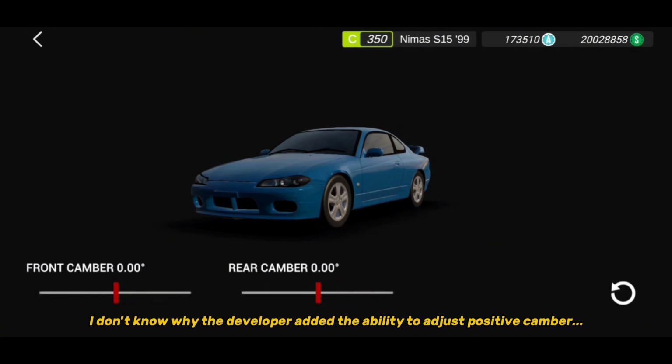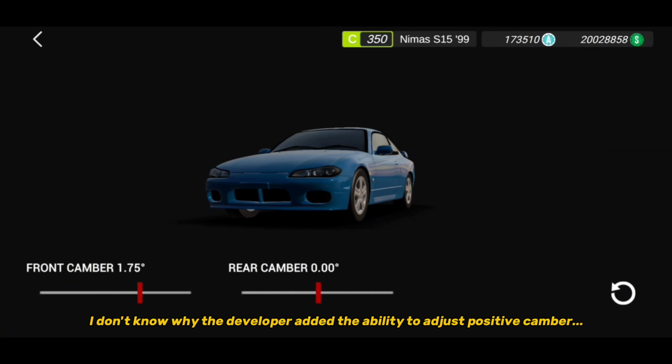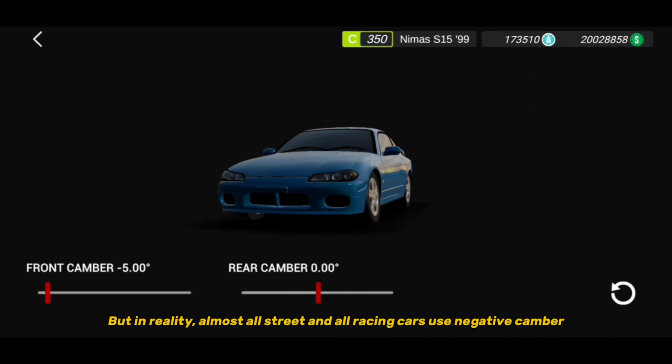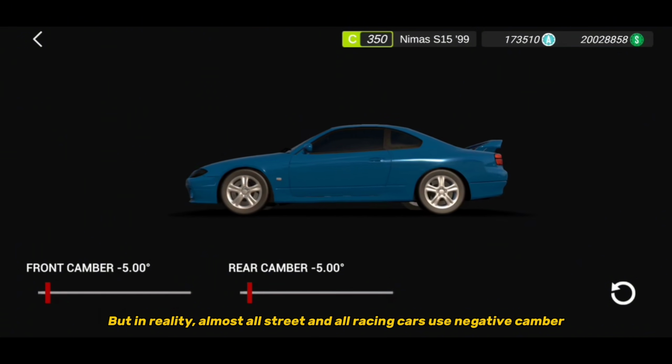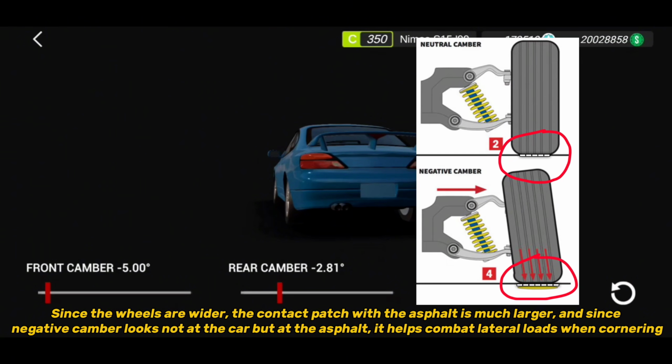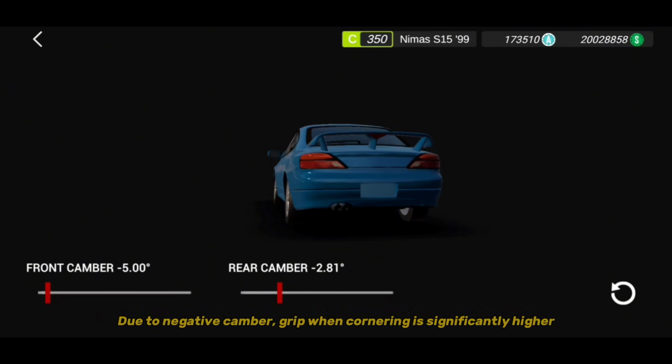I don't know why the developer added the ability to adjust positive camber. But in reality, almost all street and all racing cars use negative camber. Since the wheels are wider, the contact patch with the asphalt is much larger, and since negative camber looks not at the car, but at the asphalt, it helps combat lateral loads when cornering. Due to negative camber, grip when cornering is significantly higher.